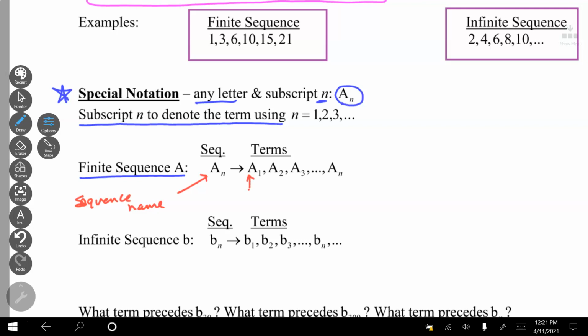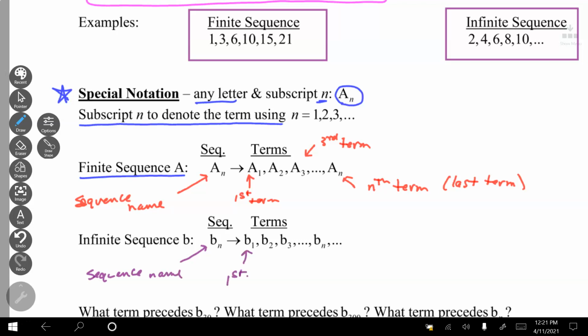Right here is the first term. Right here is the third term. And right here is the nth term. Since I don't have a number on it, it says nth term. But because this is a finite sequence, it's also the last term. Whatever that last term number, if there's only 10 terms, it would be a sub 10. But again, I could use any letter I want to name a sequence. This time I'm using a lowercase b sub n. Use any letter I want. That's its name.